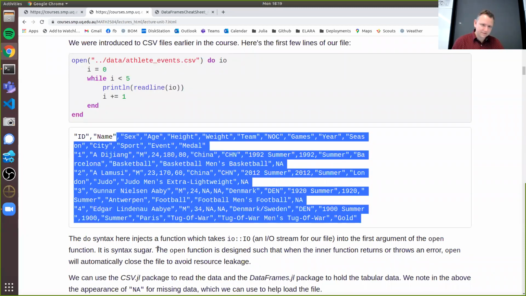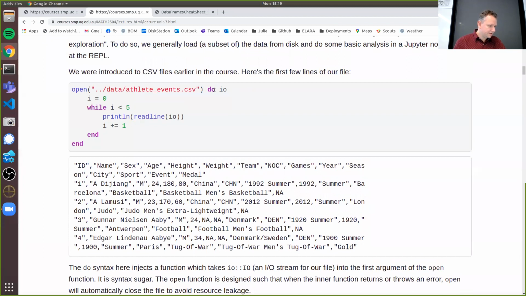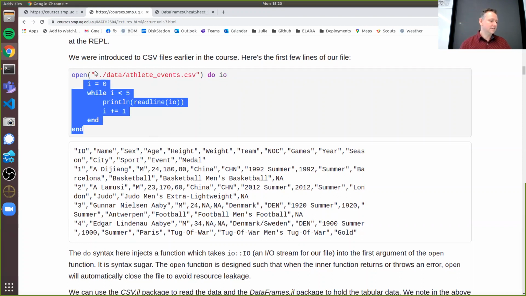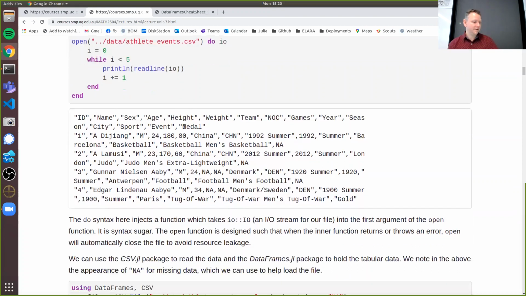It didn't render too pretty on this HTML page, unfortunately. What we've got here is this do. Do here injects a function into open. And the way open is designed is that it opens the file, calls some inner function, and when that function either returns or throws an error, it makes sure the file gets closed. Okay, so this way you don't have open files on your computer. You're not wasting resources, you're not wasting RAM, even if things go badly. So you can't forget to close the file. So yeah, do here is just fancy syntax sugar. Literally, it creates a function which takes an IO, and that's the body of the function, and then it sticks it here at the beginning. Okay.